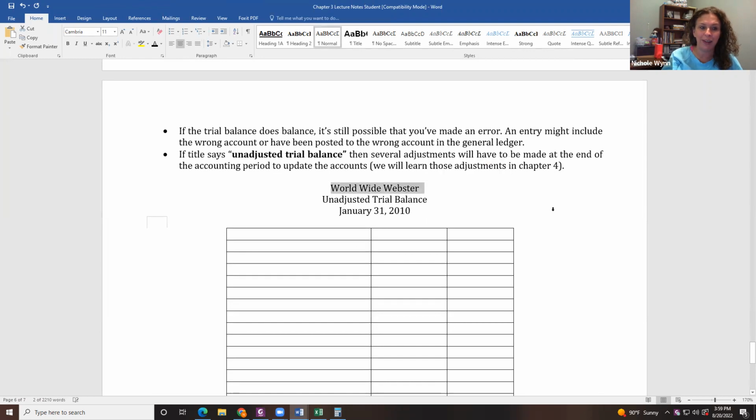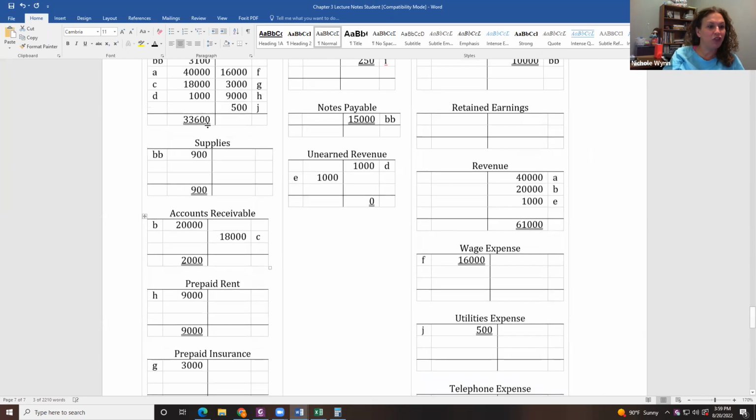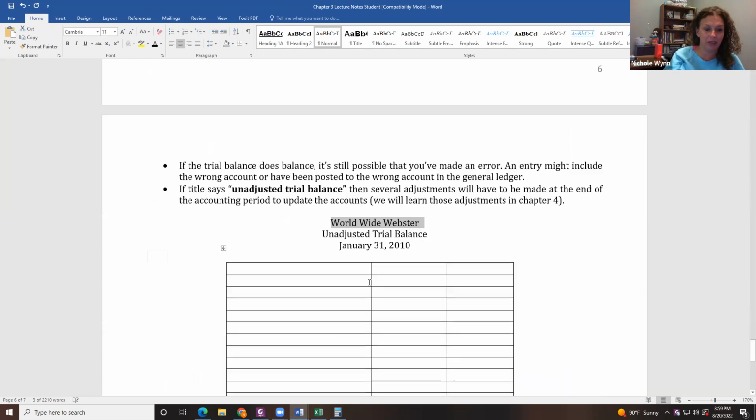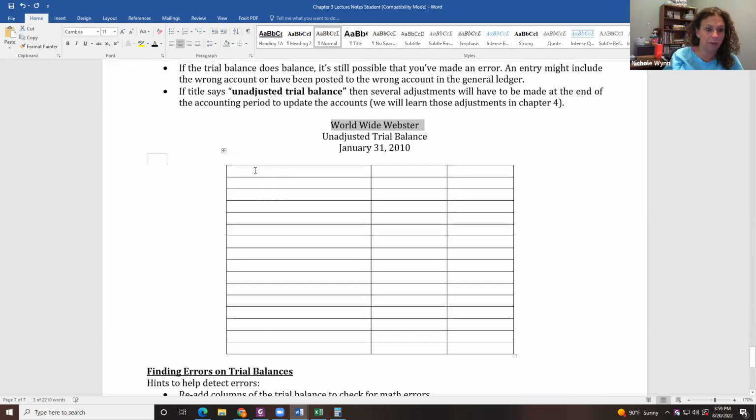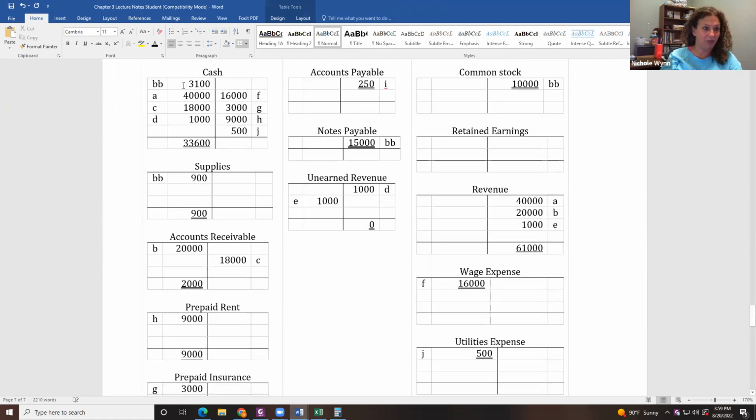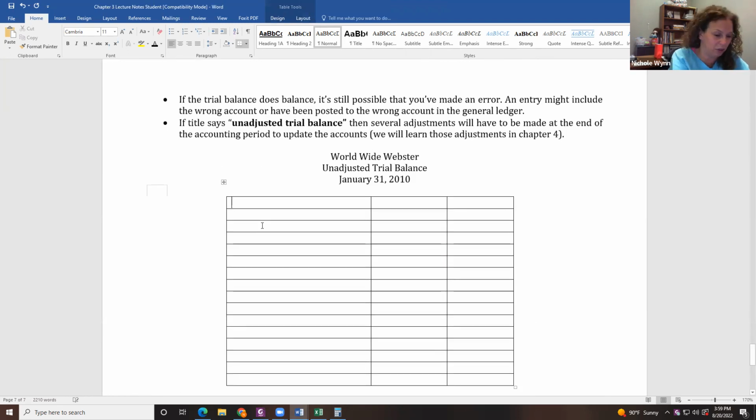Oh, look, our business finally has a name. Worldwide Webster. It's lame. Okay, so what we're going to do is list all of our accounts and then their balances, whether they're a debit or a credit, and then we're going to total them and see if we equal. So I'm just going to start with the assets and go down, and then accounts payable and common stock and so on. So I'm going to start with cash, and the balance is 33.6.